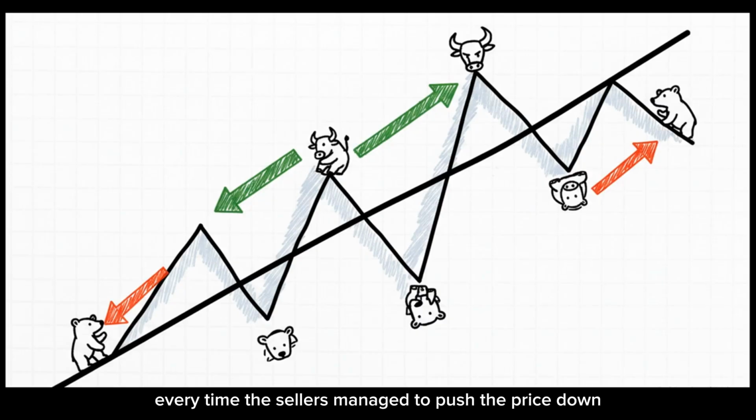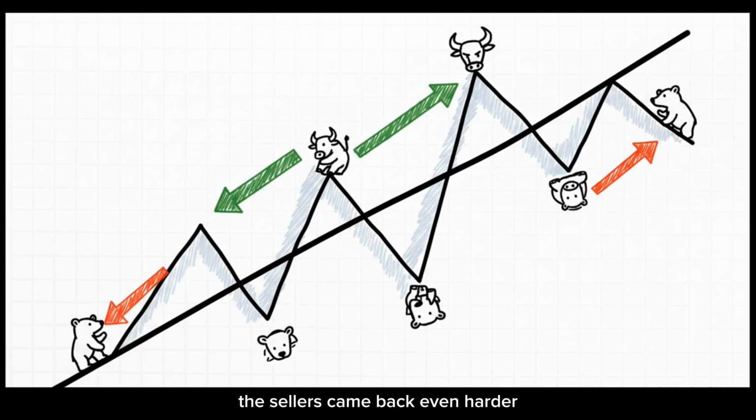Every time the sellers managed to push the price down, the buyers charged back in with even more force, thinking they got a discount, and drove it to a new high. But right at that new peak, the sellers came back even harder, driving it to a new low. It's this vicious cycle that gives the pattern its shape and its power.